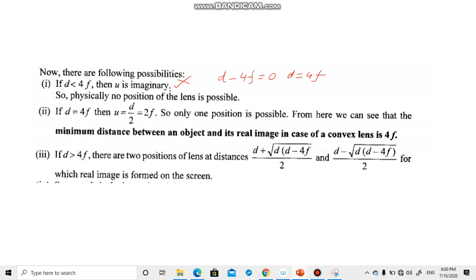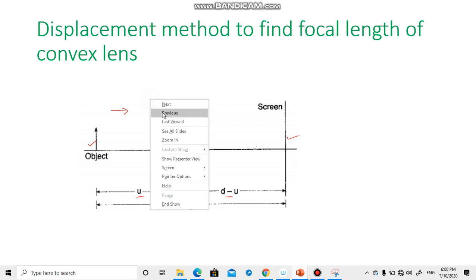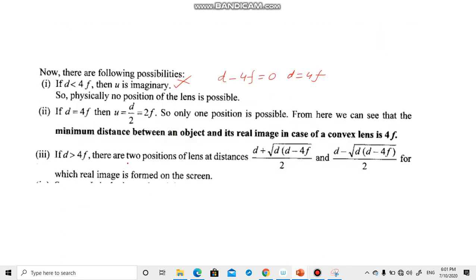So in this situation, the distance between the object and the screen has to be a minimum of 4f. If the focal length of this convex lens is, let us say, 4 centimeters, the distance between the screen and the object should be minimum 16 centimeters. It can be 17, 18, but not less than 16. If it is less than 16, you will get imaginary roots. If it is more than 16, you will come to the third case.